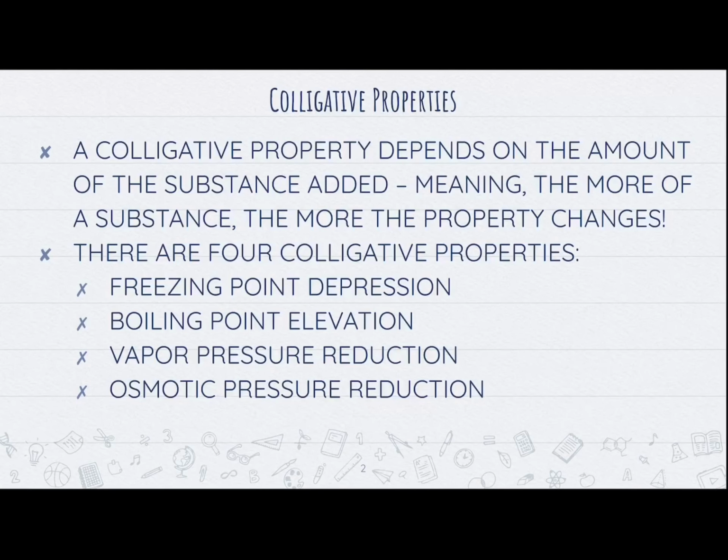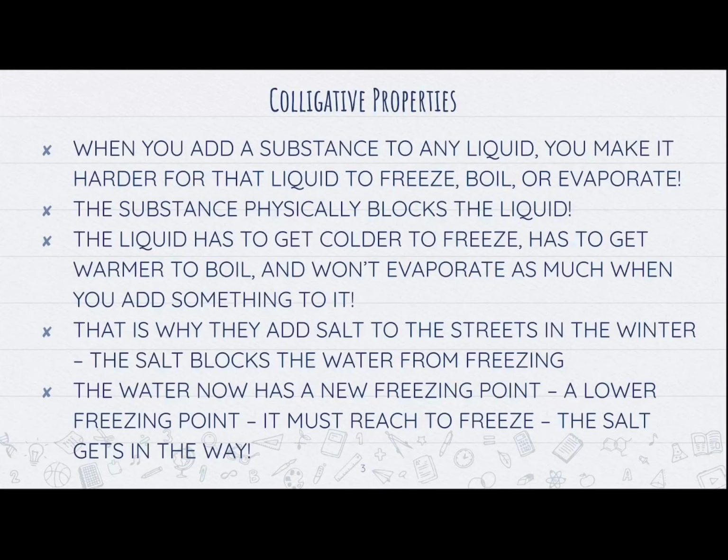A colligative property depends on the amount of the substance added, so the more of that substance that you add, the more the properties are going to change. The four main colligative properties that we're going to discuss are freezing point depression, boiling point elevation, vapor pressure reduction, and osmotic pressure reduction. That last one we won't really go into detail about, but I just want you to know that it is something that's there.